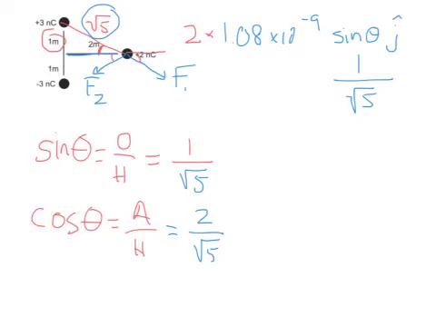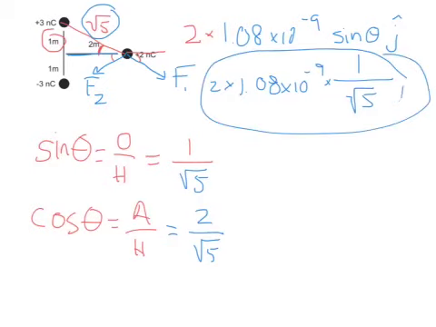So our final answer will be 2 times 1.08 times 10 to the negative 9th times 1 over root 5, which is a number. I don't really care what that number is, but that right there is going to be our final answer. Don't forget the j hat, because we're saying that total force is in the downwards direction, so I guess we really need a negative sign in front of it.